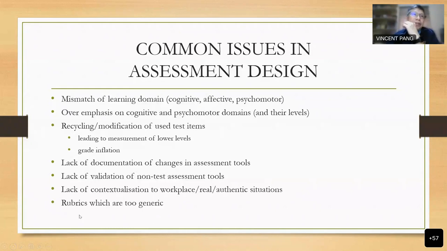And the next issue is rubrics. Some rubrics are too generic. Rubrics must be specific to the content if possible. So if your rubric is too generic, a rubric that can be used in science, in physics, in maths, in history, in music, then something is wrong with the rubric. A rubric must be specific to the content.